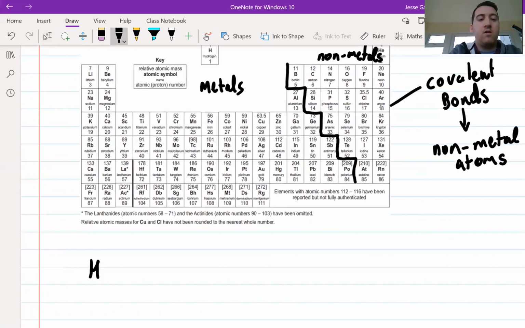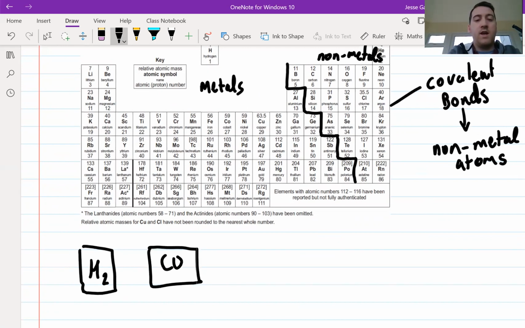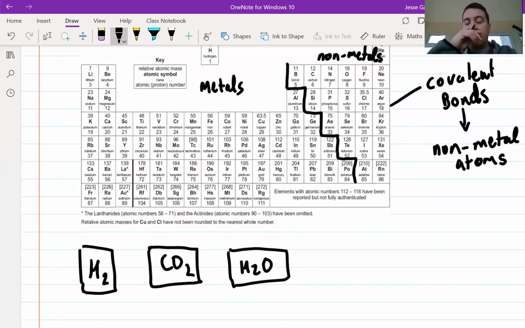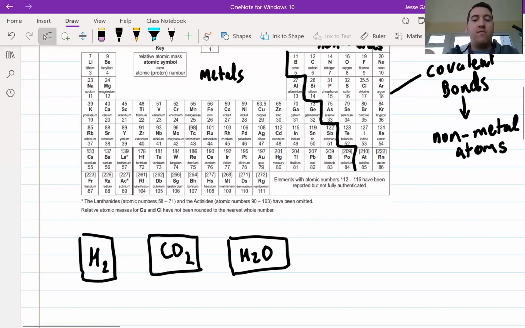Here is a molecule of H2. Here is another molecule of CO2. Here is another molecule of H2O. Okay, let's look at these three things. We've got molecules because they're groups of atoms. There's more than one atom here. So H2 means two hydrogens, CO2 means one carbon and two oxygens, and H2O means two hydrogens and one oxygen. That's not new for you guys. You have mastered that content already.